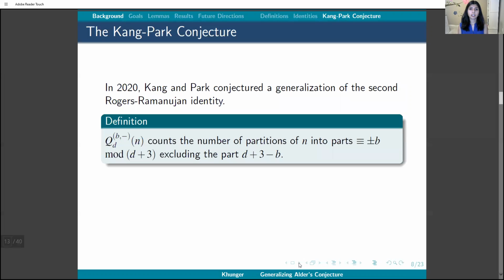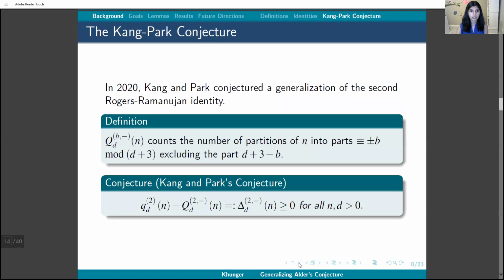In 2020, Kang and Park conjectured a generalization of the second Rogers-Ramanujan identity, which you'll recall did not fit neatly into the Alder's conjecture box. To do this, they defined a new function. Notably, they defined big Q sub d b dash of n to count the number of partitions of n into parts congruent to plus or minus b mod d plus 3, so the same congruence classes, but they excluded the part d plus 3 minus b, so that's the second largest part. And they came up with a new conjecture.